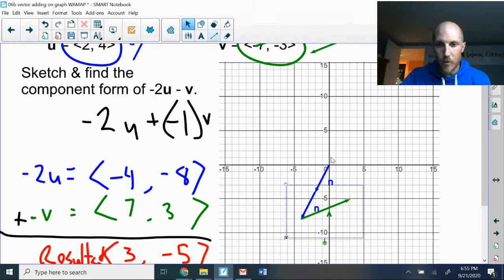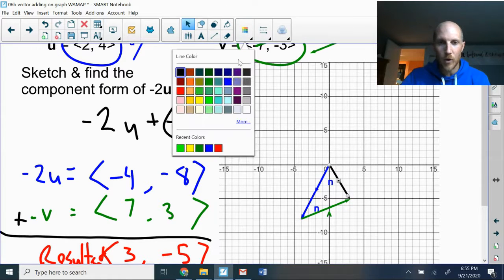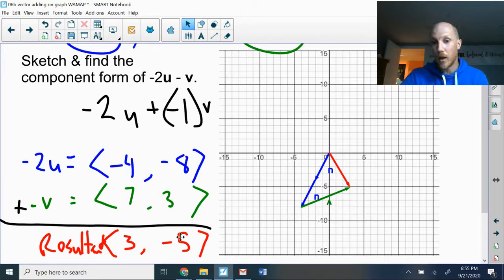And now the resultant, whoops, that's too far, goes right there. And we're going to change that to red so it matches our color scheme. If we check what I have on the graph right now, this red vector goes 3 spaces to the right, down 5 spaces, so 3 and negative 5.